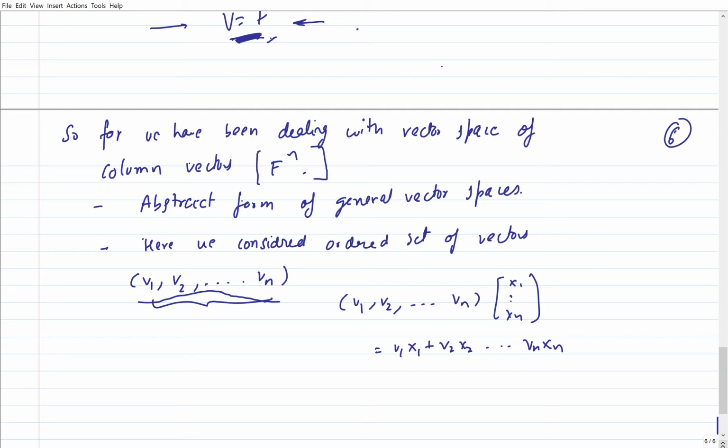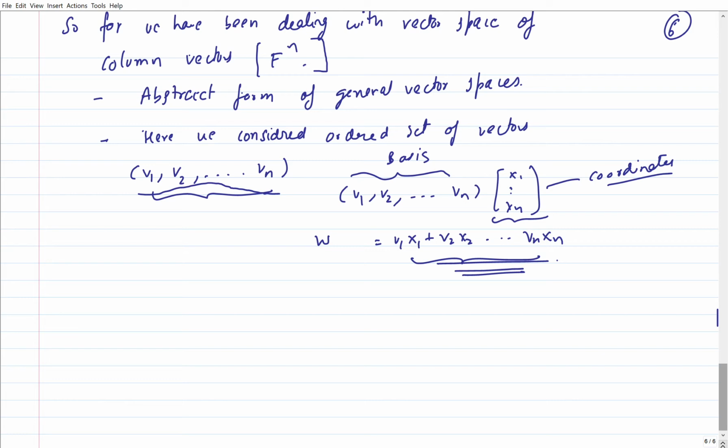So that gives you a linear combination, and any vector can be expressed through this sort of linear combination, where these are the coordinates and this is my basis.